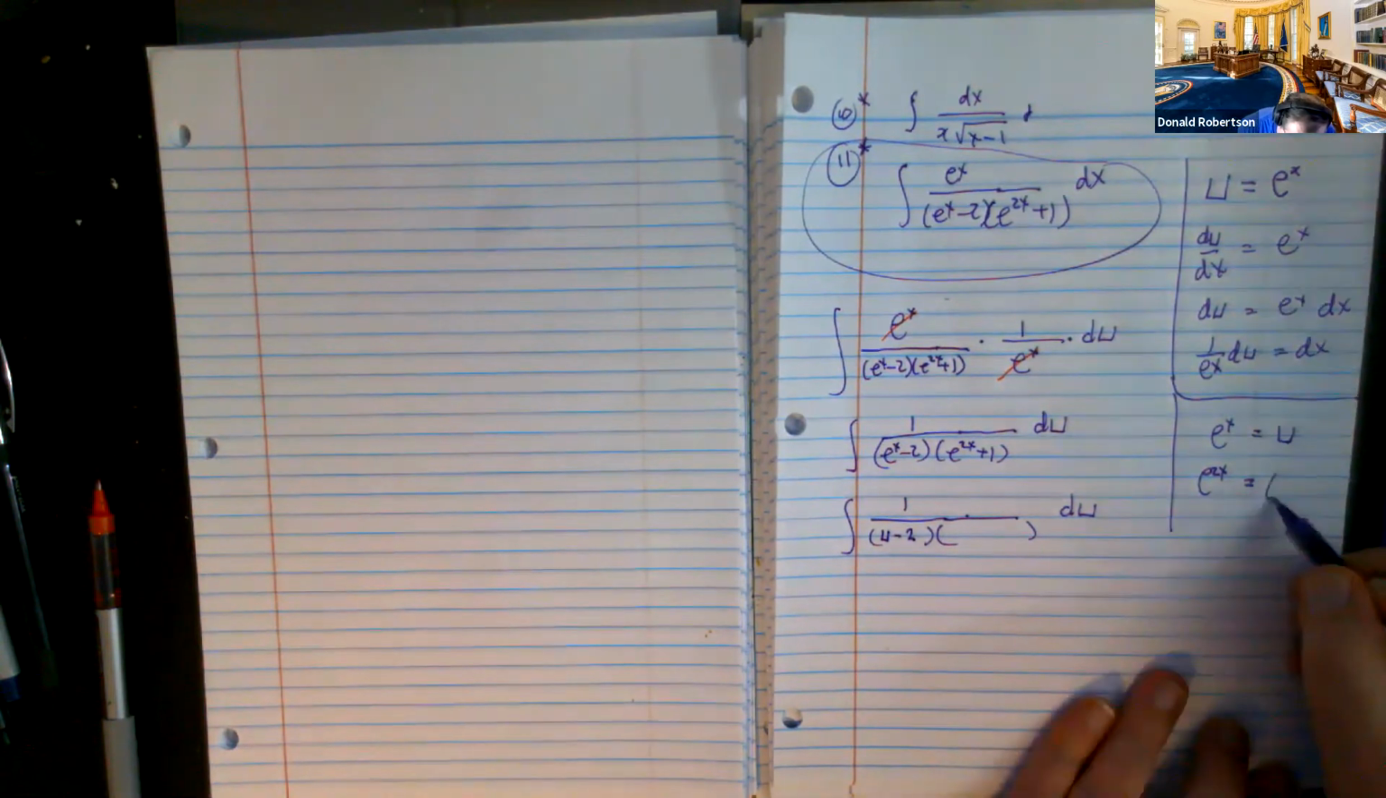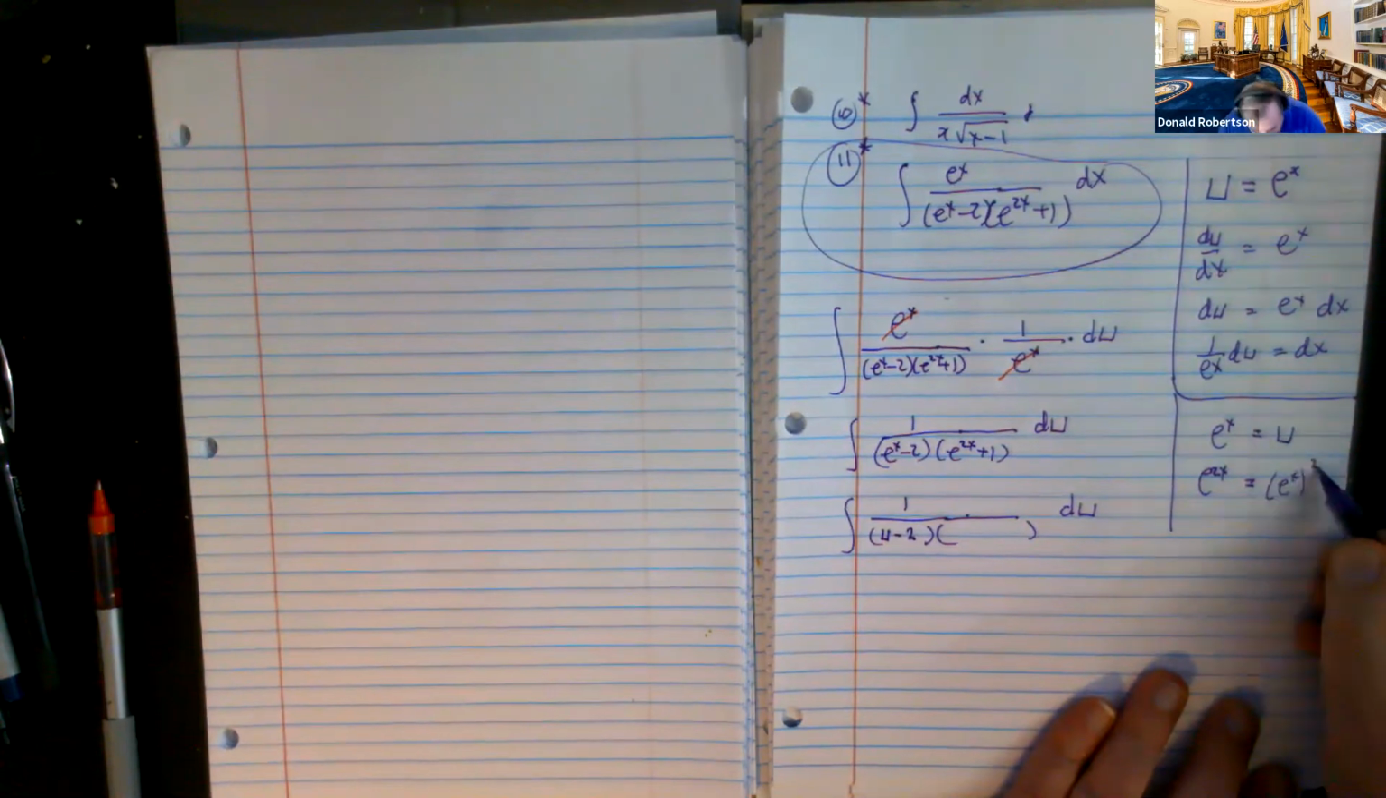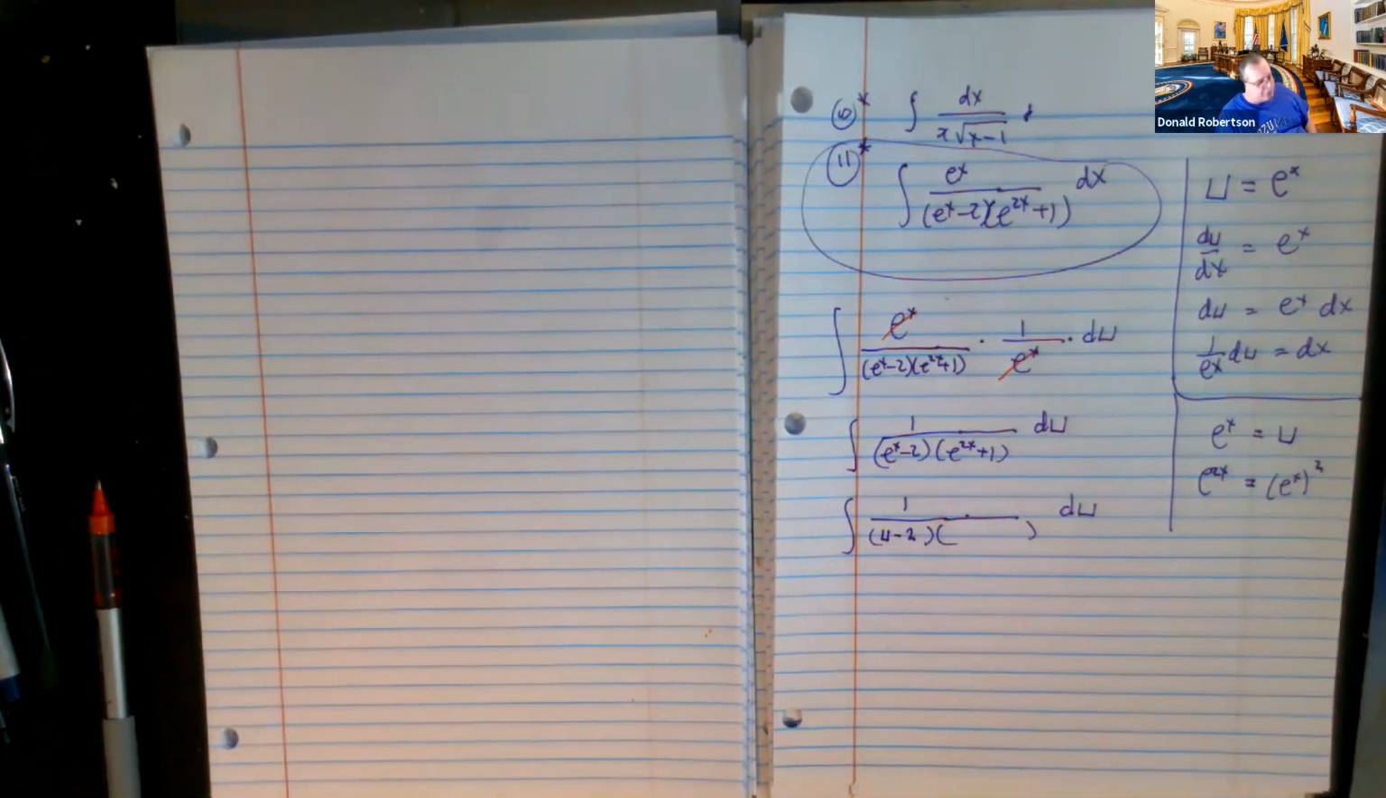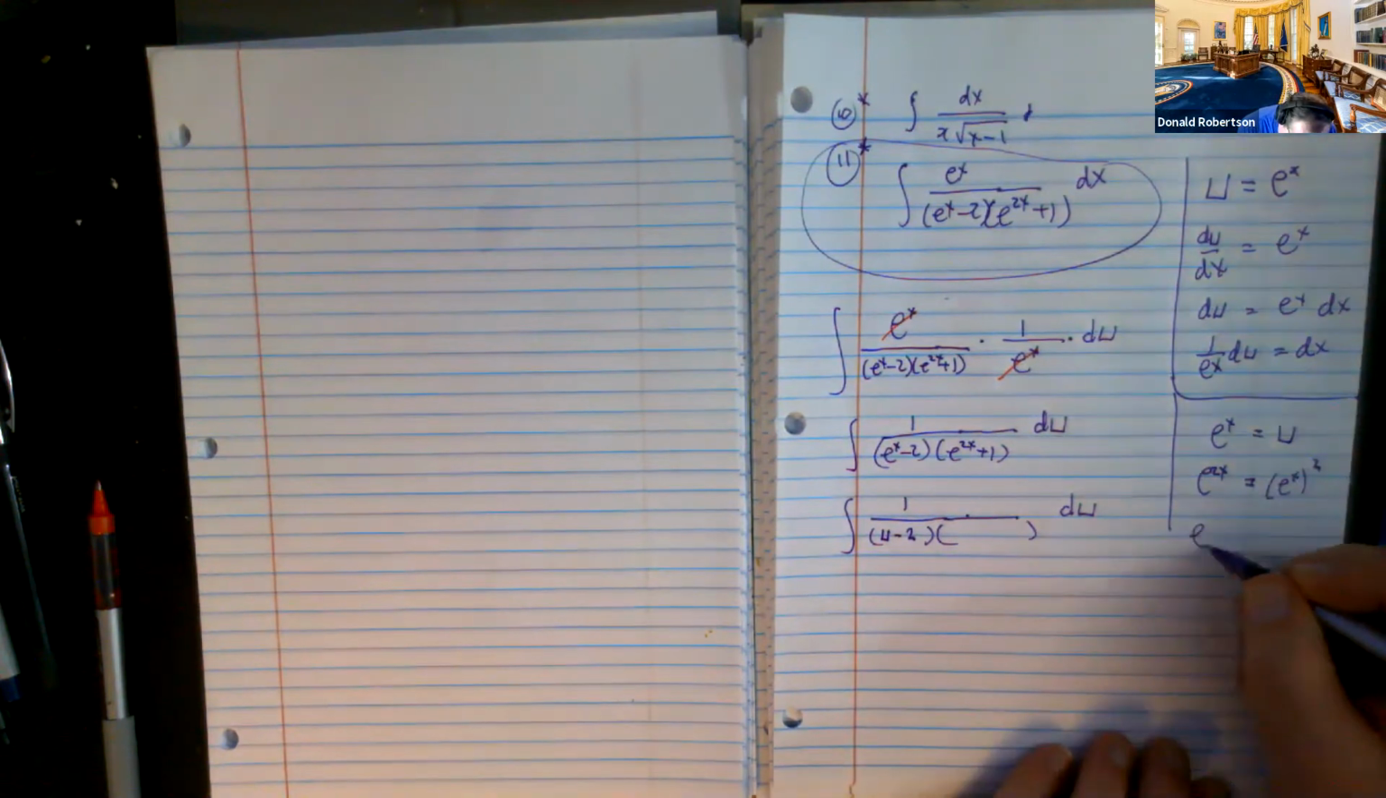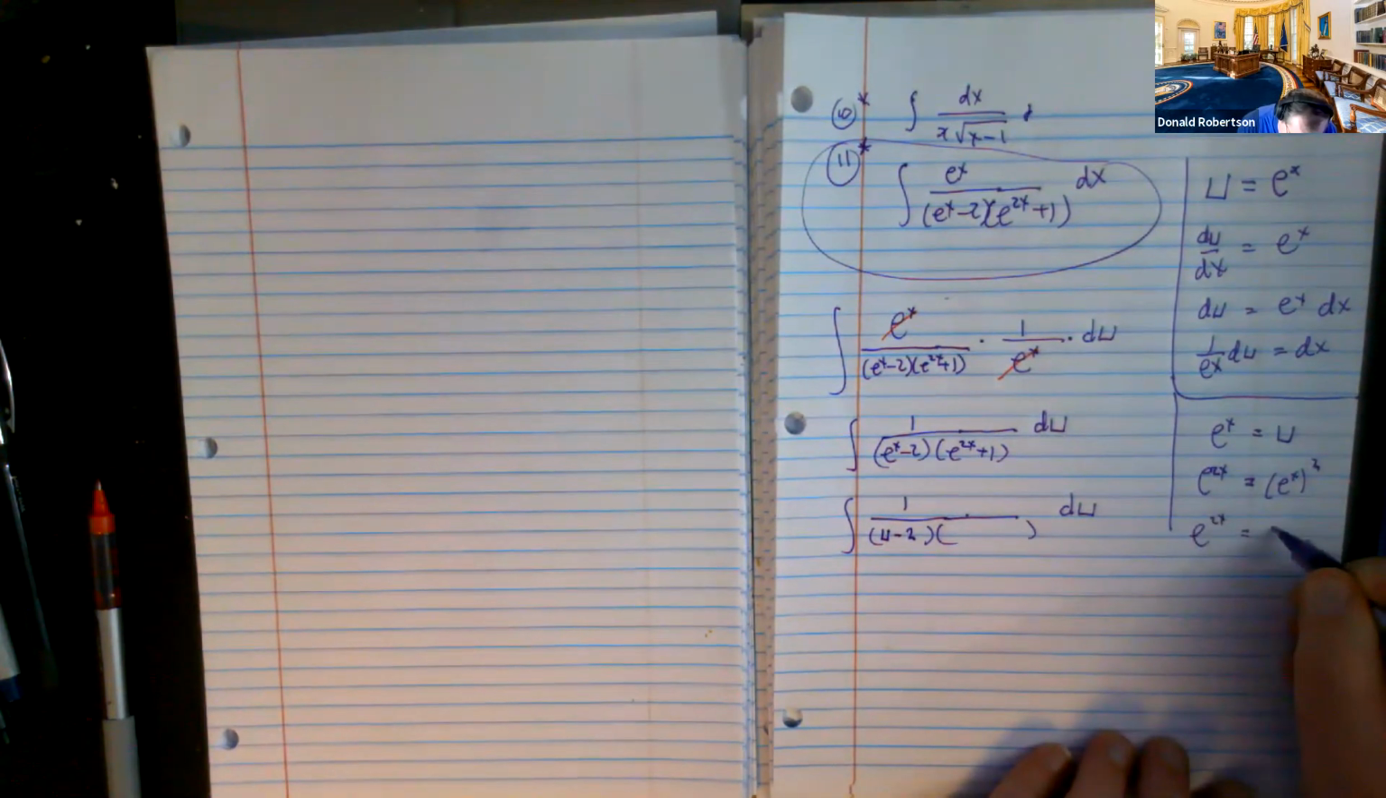Suppose I told you, well, go the other way. Suppose I told you that e to the 2x was the same thing as e to the power of x, squared. Then wouldn't e to the 2x just be u squared.